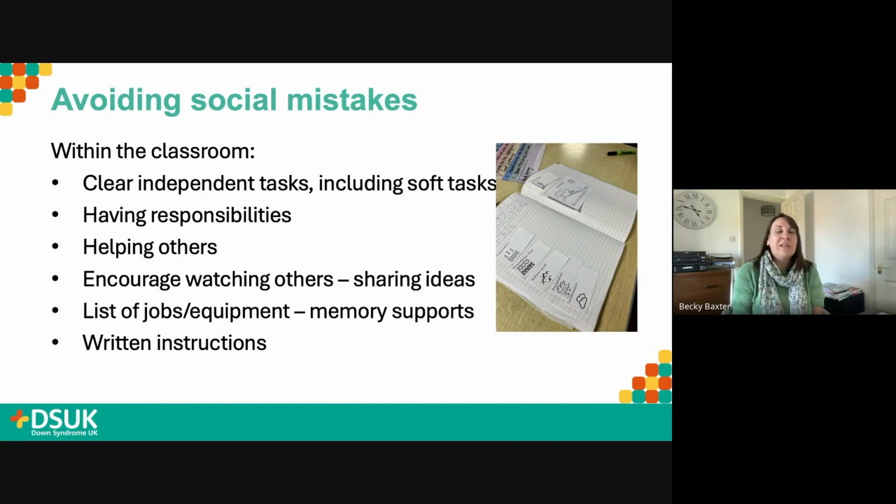So within the classroom, I've got clear independent tasks, including what we call soft tasks, where the adult steps back and the individual spends a bit of time just working within their comfort zone, if you like. So it might be drawing or colouring a picture. It might be doing some handwriting, depending on the individual. But it's something where we're not being talked at and worked really, really hard to our maximum all the time.